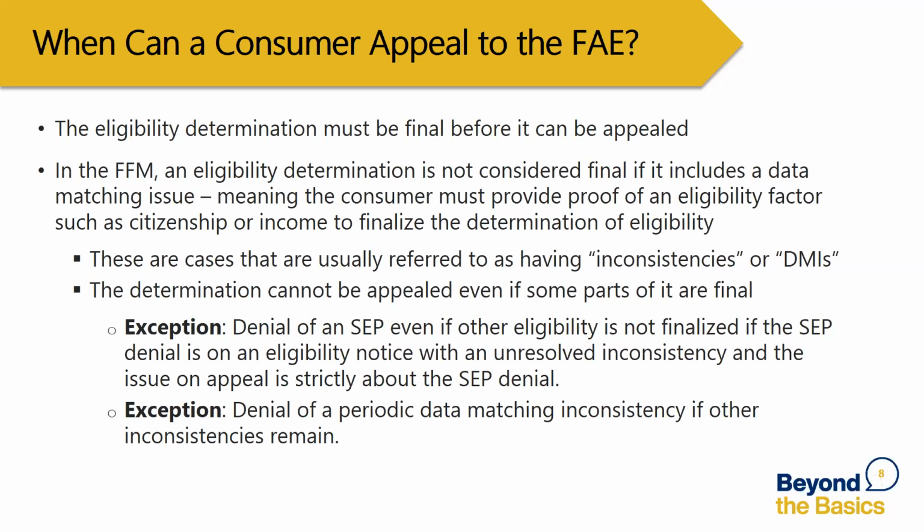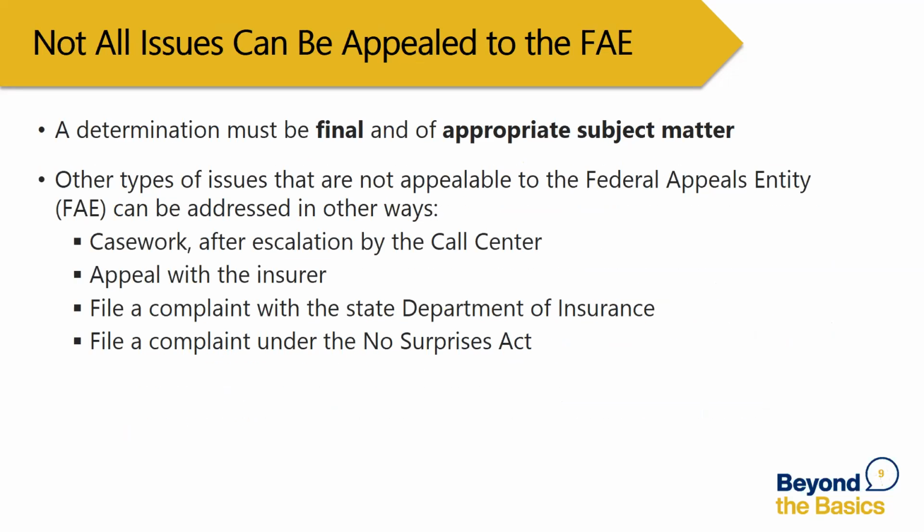If they resolve one of them but other inconsistencies remain, the individual can't file an appeal until all of the inconsistencies are addressed or the expiration of that time period. All right, we're starting out a lot with what can't be appealed, but I think it's important not only to know when consumers can appeal, but when they can't.